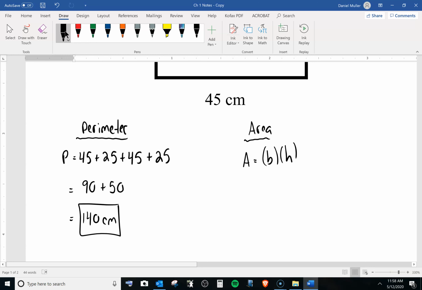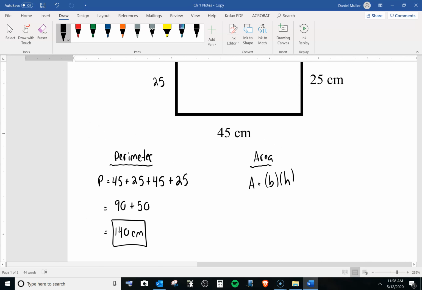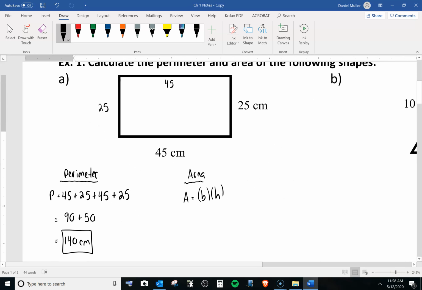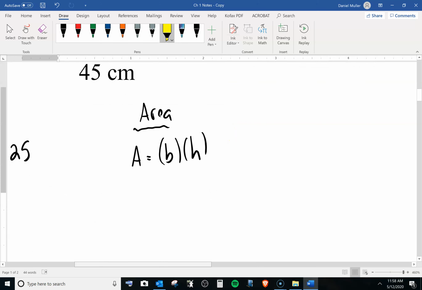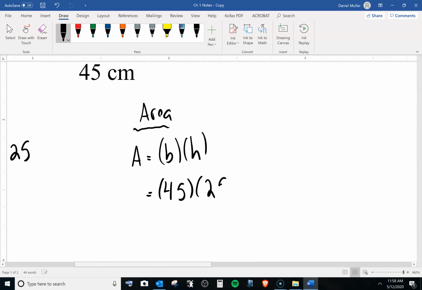Now our area is equal to base times height. And you're going to have to remember that formula. Our base here is 45, and then our height is going to be 25. So to find the area of a rectangle, you have to go 45 times 25. Now again, this is without a calculator, so I'm going to have to do this off to the side because I do not know my 45 or 25 times tables.